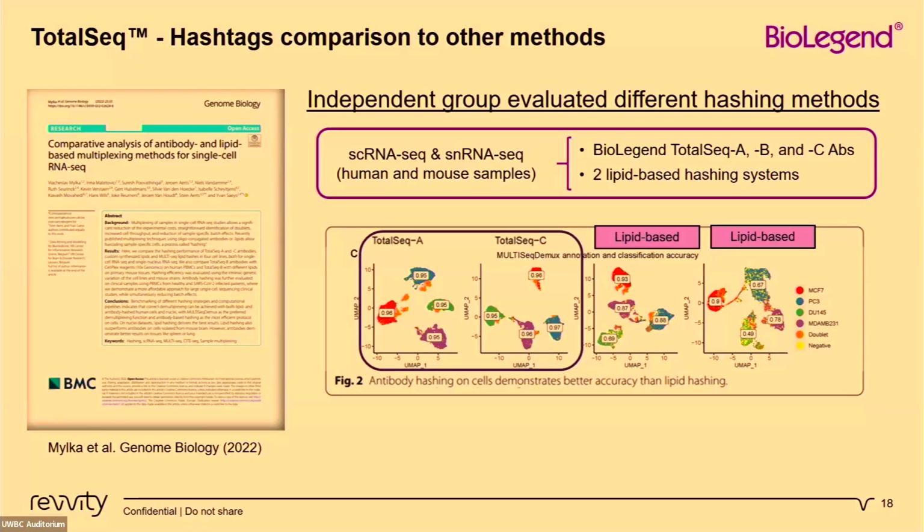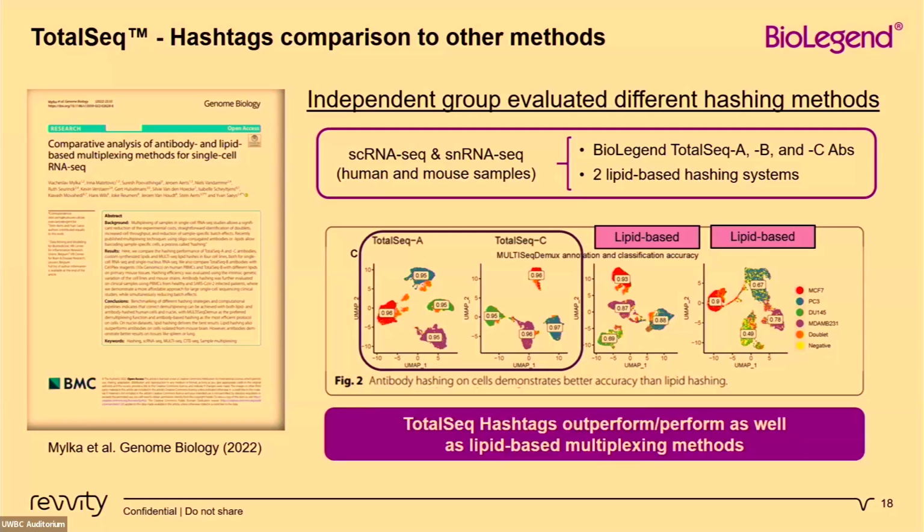What we see here is that antibody hashing on cells demonstrates better accuracy than lipid hashing. In cases, they either outperform or perform as well as the lipid-based multiplexing methods. It just depends on, I guess, what you're doing. They did single-cell RNA-seq and single-nuclei RNA-seq with human and mouse samples. I think the one where we were performing equally well, but not outperforming, was for single-nuclei RNA-seq.